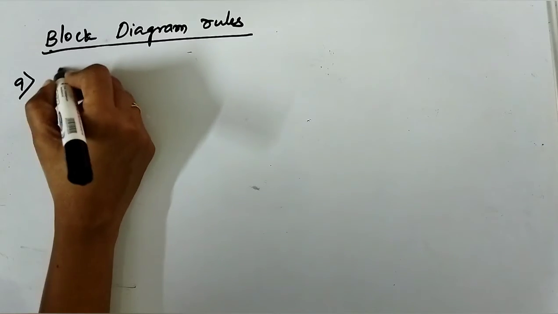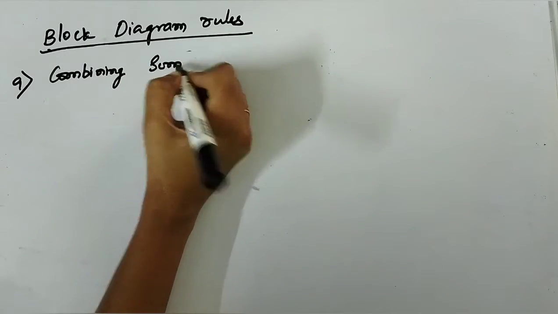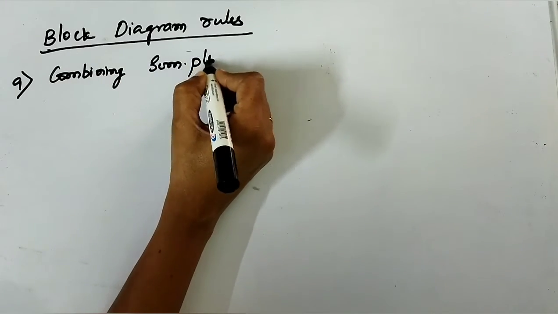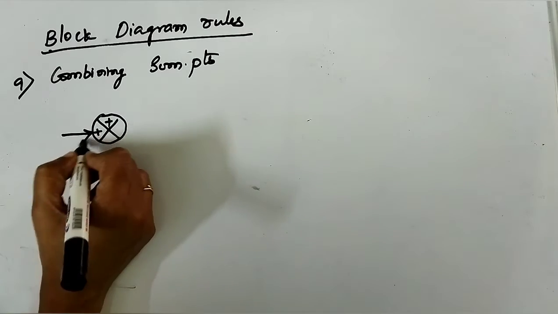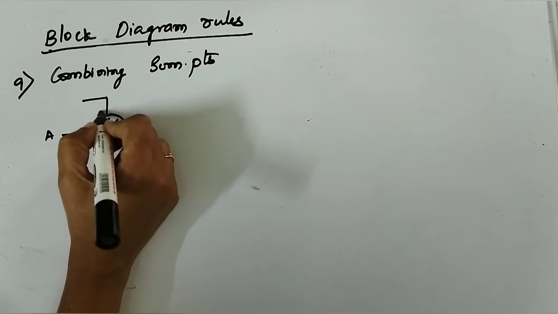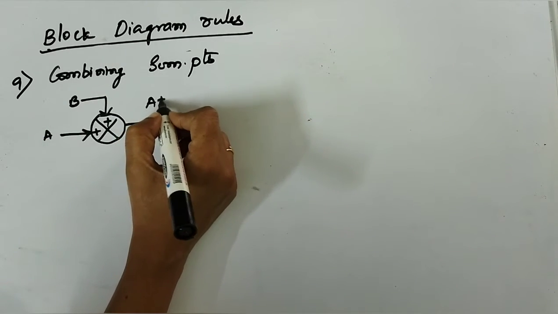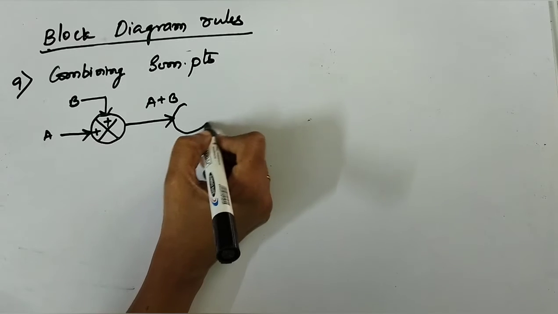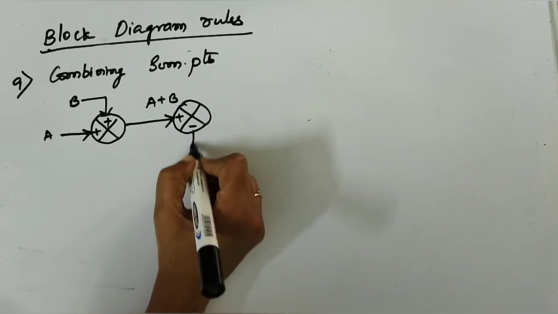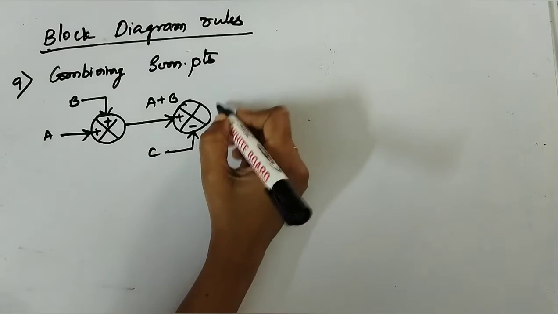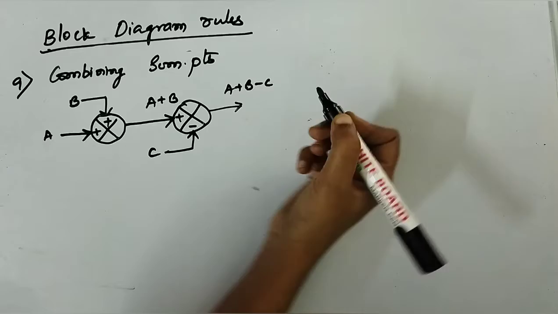The next rule, combining summing points. A is the input, where B is the input here. That would leave us with A plus B. We have one more summing point, plus and minus C. C is the input, that will leave us with A plus B minus C.